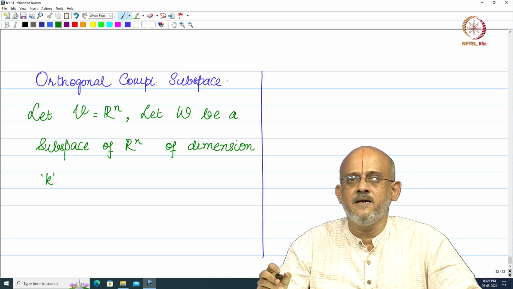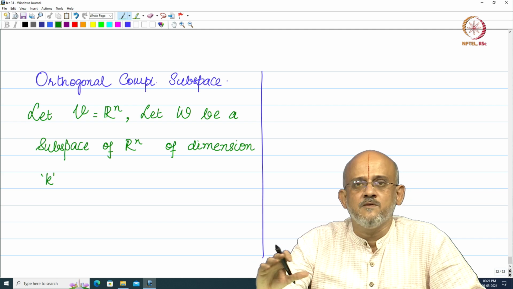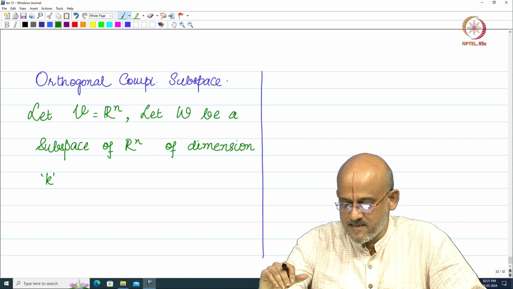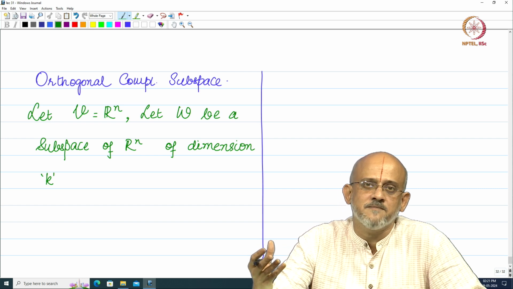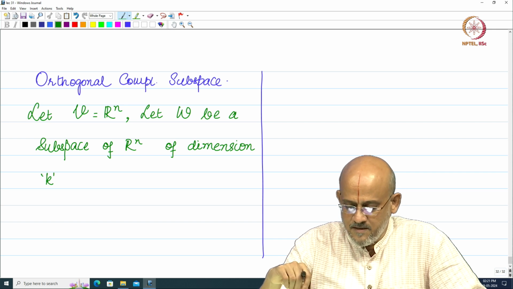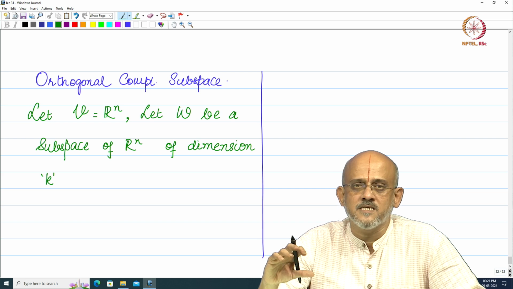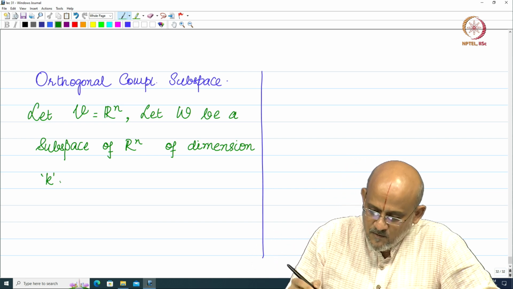Now what do we mean by a subspace of dimension k? For example, if you look at V to be R3, this could be a 2-dimensional subspace of R3. So W could just be a plane passing through the origin, a 2-dimensional subspace of R3. So in similar terms, we are going to look at V to be Rn and W to be a subspace of dimension k.